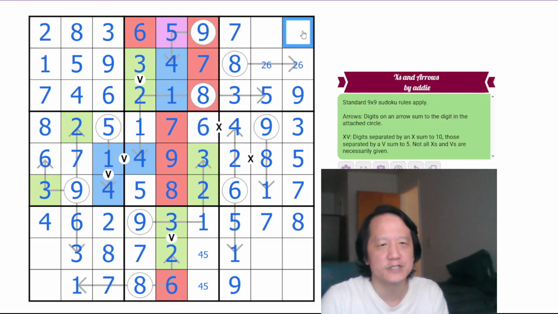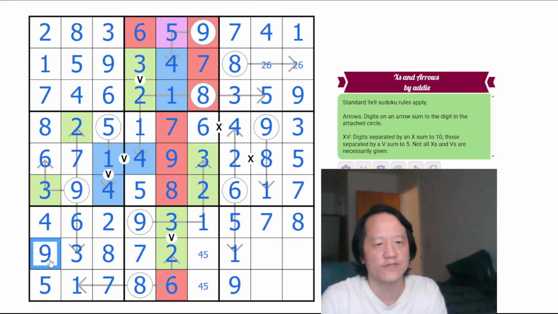So remaining digits in row 1 have to be 1 and 4. No 1 here because of 1 in the column, so that's 4, which makes that 1. We have 5 and 9 remaining in column 1. This can't be 9 because of 9 in the row, so that's 5, which makes that 9. 5 eliminates 5 here, so it's 4 and 5.